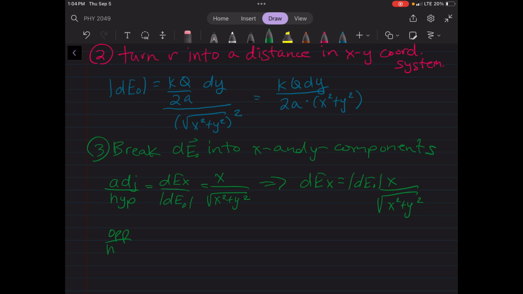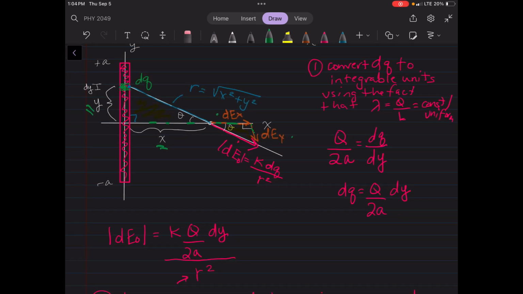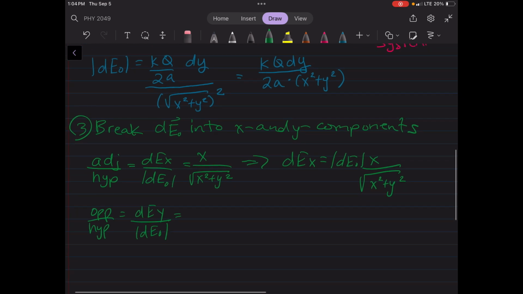So opposite over hypotenuse is going to be our dEy over dE. Let's just double check that. Here's the opposite, there's our angle. And so that's going to be equal to y over r, where r is the square root of x squared plus y squared. So now our dEy is going to be magnitude dE times y over the square root of x squared plus y squared.